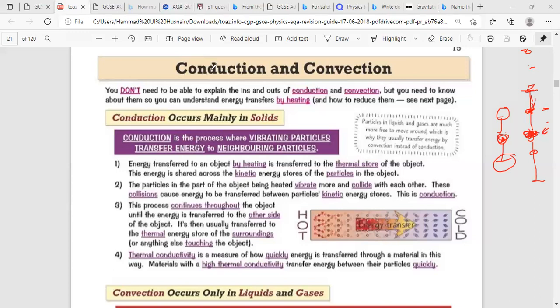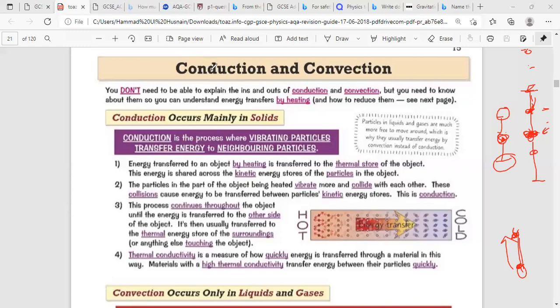Let us say there is a particle over here and a particle over here, and when they collide, even if this particle is stationary, it will move a bit. It means this lower particle transferred kinetic energy to this upper particle. This is how energy is transferred from one particle to another, and this is basically called conduction. This process continues throughout the object until the energy is transferred to the other side of the object, as in the example of the spoon, until the other end of the spoon gets heated. It is then usually transferred to the thermal energy store of the surroundings.